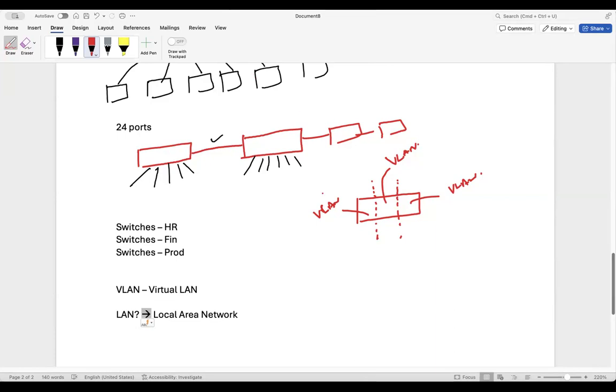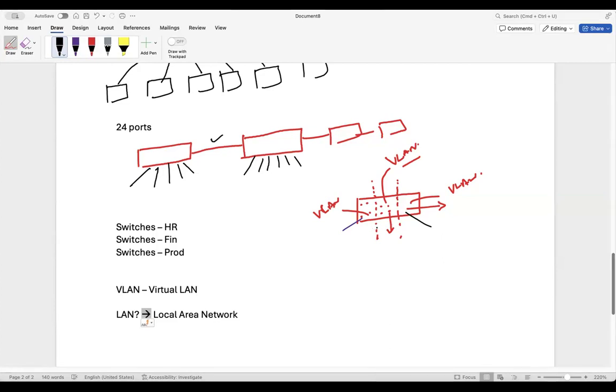Exactly. While I create the VLAN, I also mention the interfaces which should be associated to this VLAN. I may have a couple of interfaces reserved for VLAN HR, a couple of interfaces for VLAN finance, and the rest of the interfaces I associate to VLAN production. Any device connecting to the interface associated to VLAN finance will be part of VLAN finance. Any device connecting to the interface associated to VLAN HR will be connected to the VLAN HR network. Similarly, any device connecting to the interfaces associated to VLAN production will be considered part of the production VLAN.